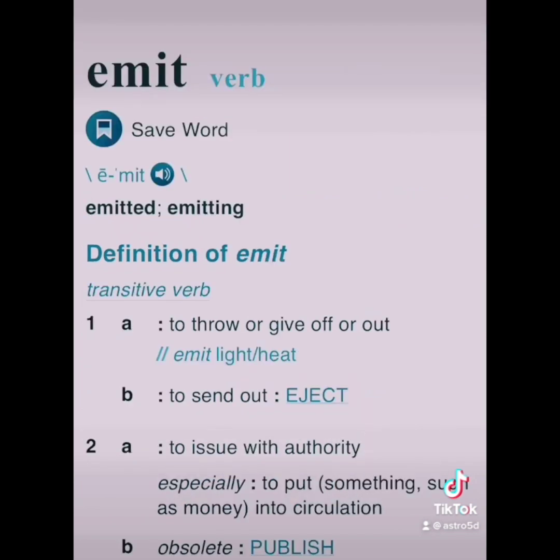Emit, to throw or give off or out, like to emit light or heat. To send out, like eject. To issue with authority. One thing I wanted to note, if you reverse emit, it's time, which acts as authority over a lot of people's lives.